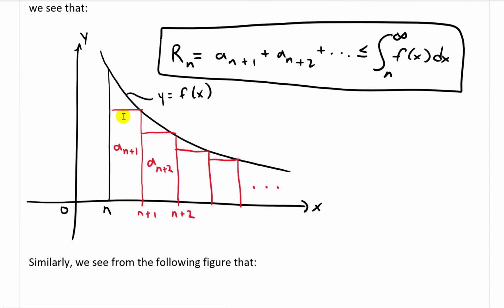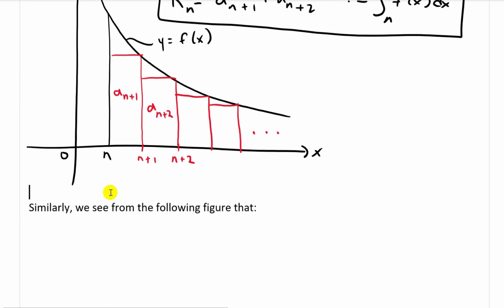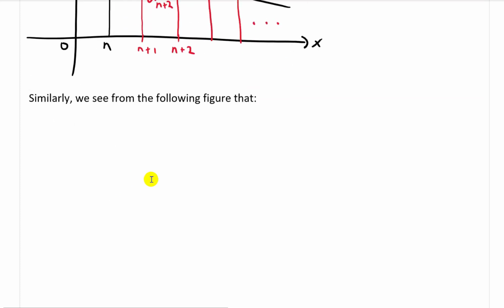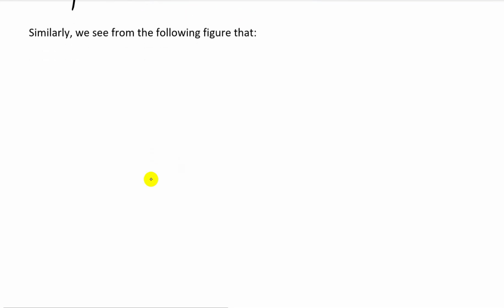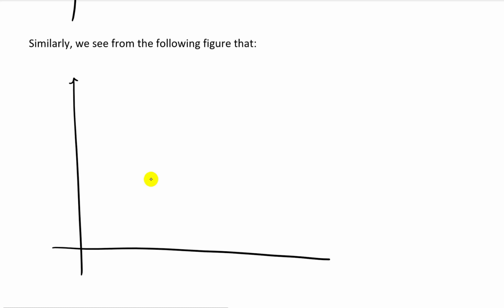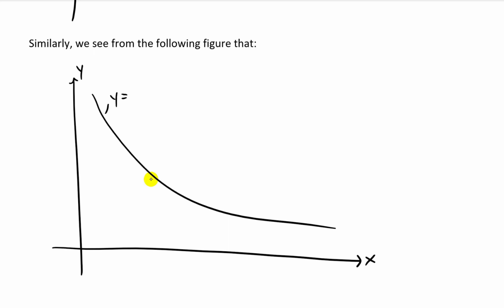But now let's look at the rectangles on the other side. So similarly, we see from the following figure that now we're going to use rectangles on the other side of it. So let's just draw the x and y coordinates again. So it's going to be like this. This is the x, there's the y, and we're going to have a function like this. Okay, so we have a function. This is our y of x. Y equals f of x like that. And let's say we have our n is over here. There's our 0.